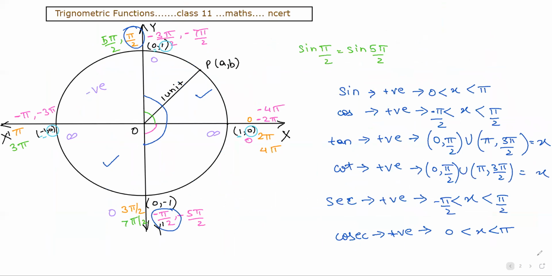What happens with sec and cosec? Now sec is the inverse of cos. Let's plot sec first. We know that the range of sec, that means the y value for sec, is very specific. It has to be from minus infinity to minus 1, united with 1 to infinity.